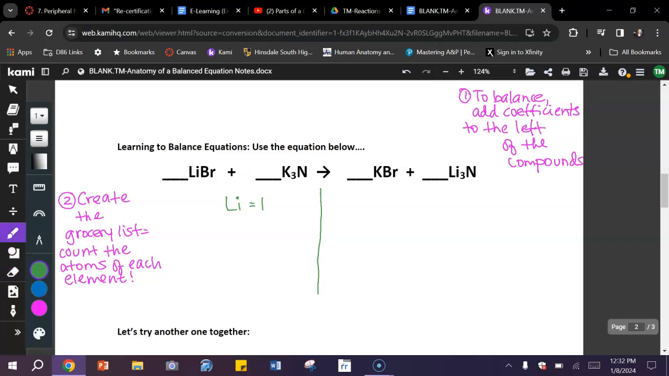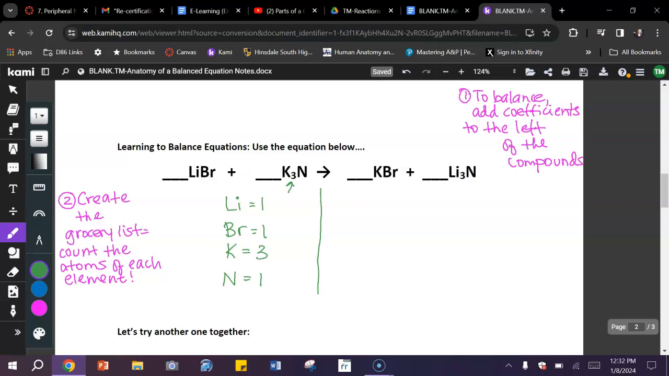My next element is bromine, and that is Br. And again, I only have 1 atom of bromine because I don't have a subscript to the right of the element. My next element is potassium, and you'll notice that potassium has a subscript of 3, so I have 3 atoms of potassium there. And then my nitrogen, I have only 1.